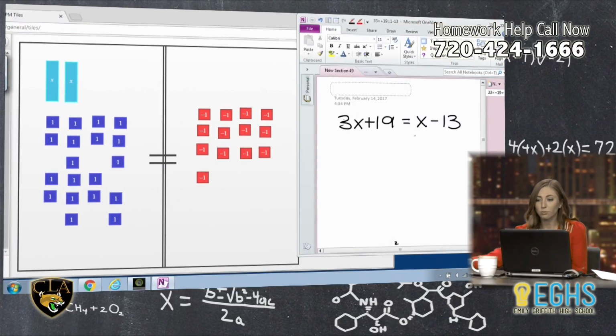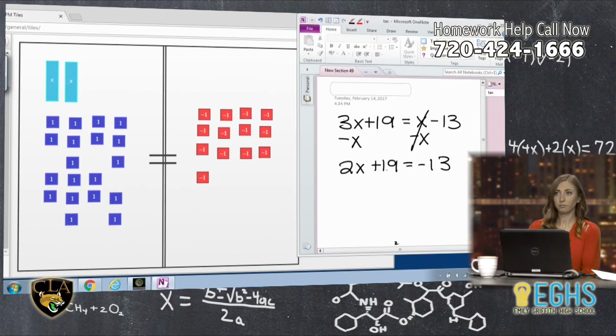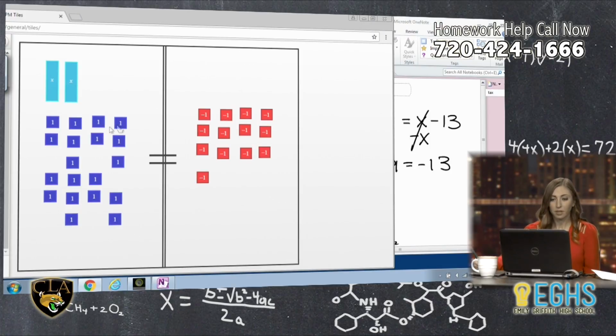And the traditional algebra that you've probably seen, it works kind of like this. I'm subtracting x from both sides. It's gone over here. Now on this side, I just have 2x plus 19 is equal to negative 13. So you just saw me do that there physically.